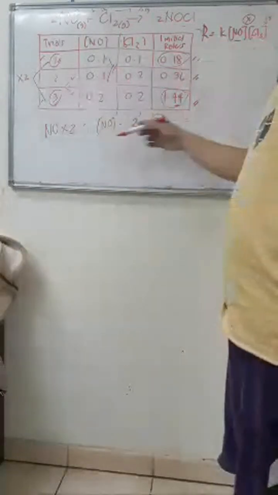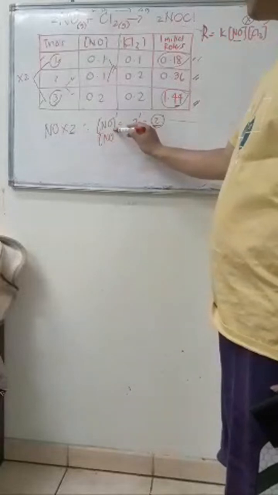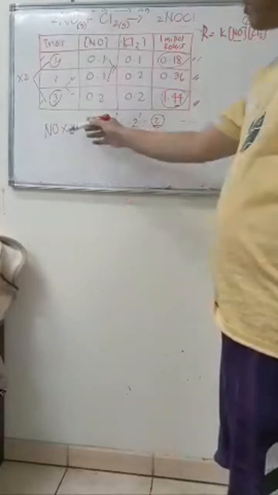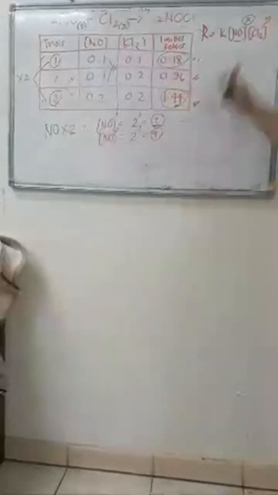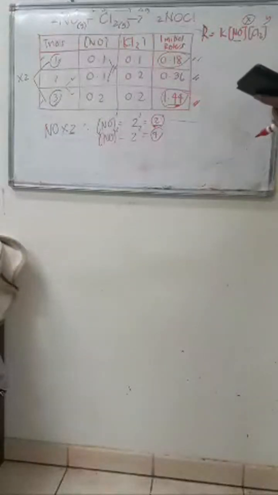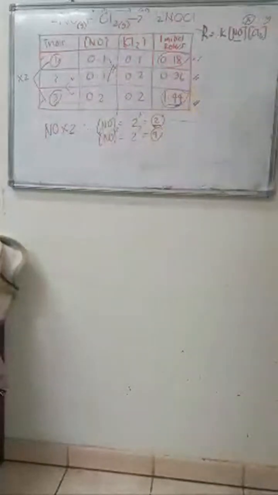For example, NO raised to the power 2. So again times 2, so 2 raised to the power 2 is equal to 4. So you will increase your initial rate by a factor of 4, again trials 1 and 3. Is this correct? It will become 1.44, so 0.18 times 4. No, it will be 0.72. So it's not 1 and 3. So you need to go to another trial. So you need to go to 2 and 3.